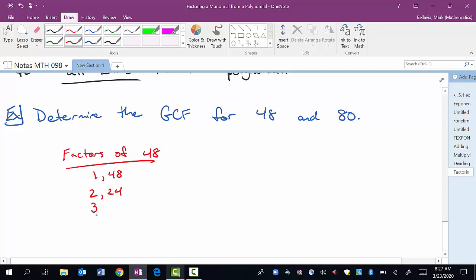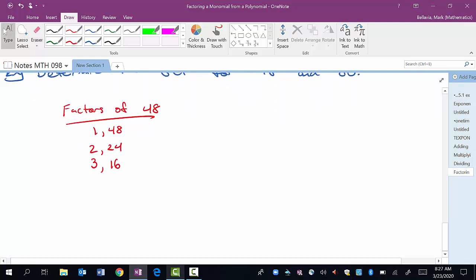And I'm going to try 3. Is 3 a factor of 48? Well, 48 divided by 3 gives me 16. And I'll try 4. Is 4 a factor of 48? Well, 48 divided by 4 gives me 12. And I'd say, okay, is 5 a factor of 48? Well, 48 divided by 5, if you're doing this on a calculator, you'll see it doesn't come out evenly. In other words, it comes out with a decimal number. So 5 is not a factor of 48. And then how about 6? Well, 6 is a factor of 48 because 48 divided by 6 is 8. In other words, 6 times 8 gives me 48.